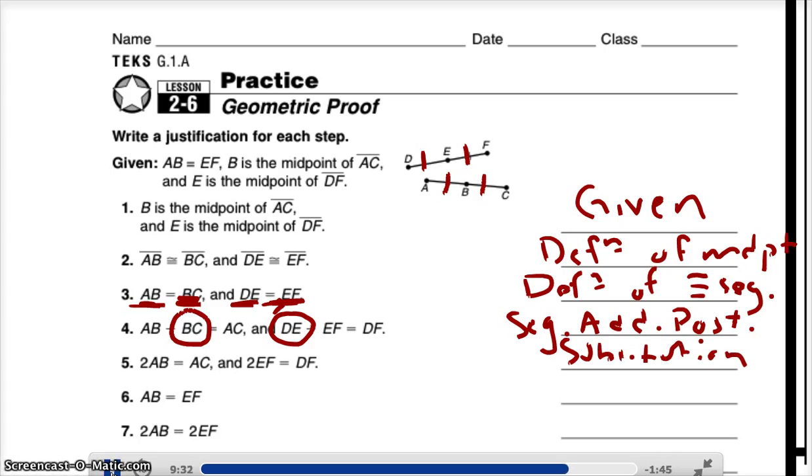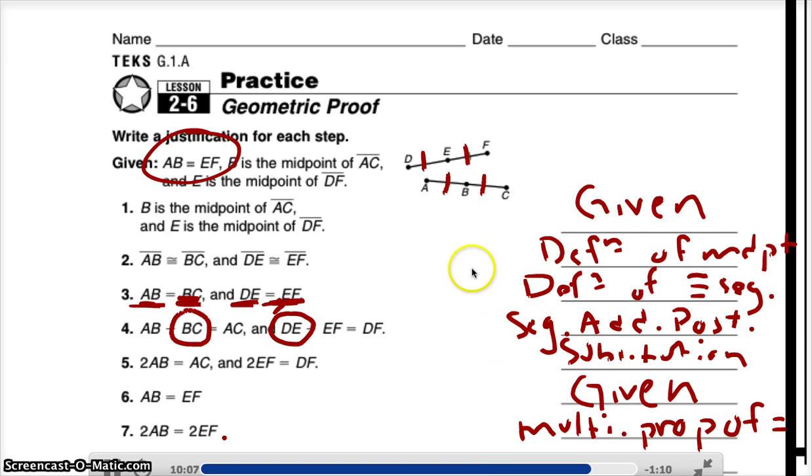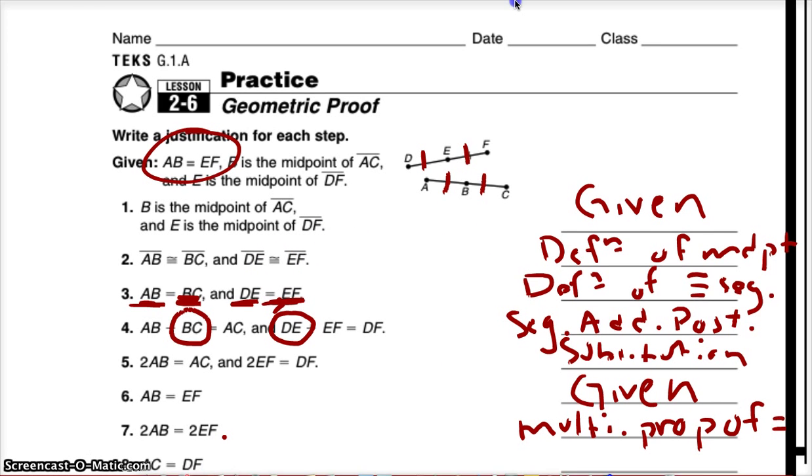Then it says AB equals EF, which was given to us. Then it says 2AB equals 2EF. And even with me, sometimes I have to think about it. I'll be like, what? So notice that from 6 to 7, the only difference is the 2. And they're multiplying AB and they're multiplying EF by the exact same number. So that means this would be multiplication property of equality.